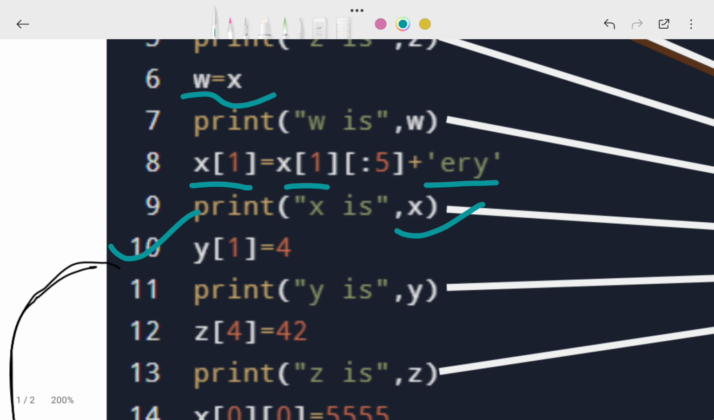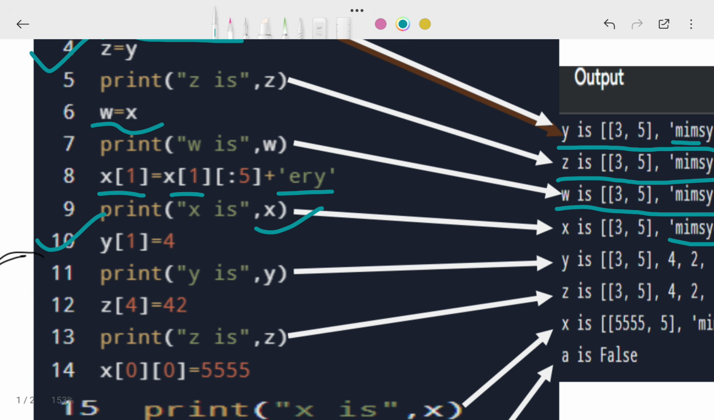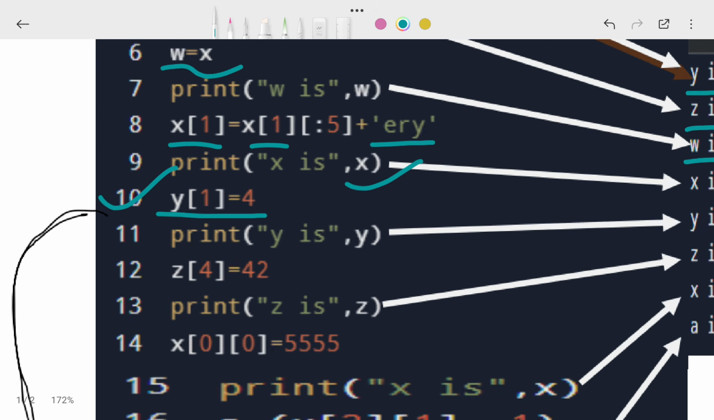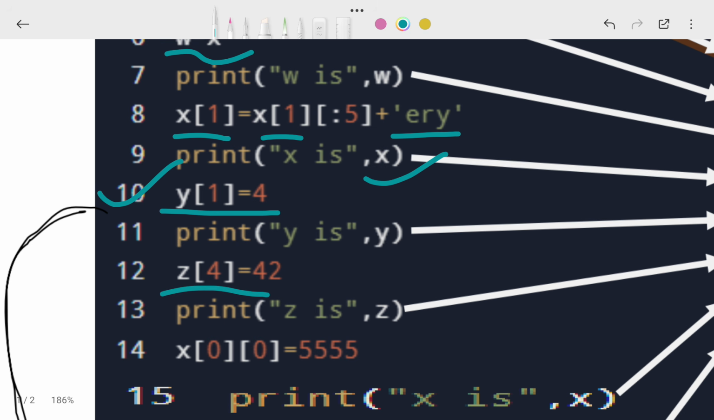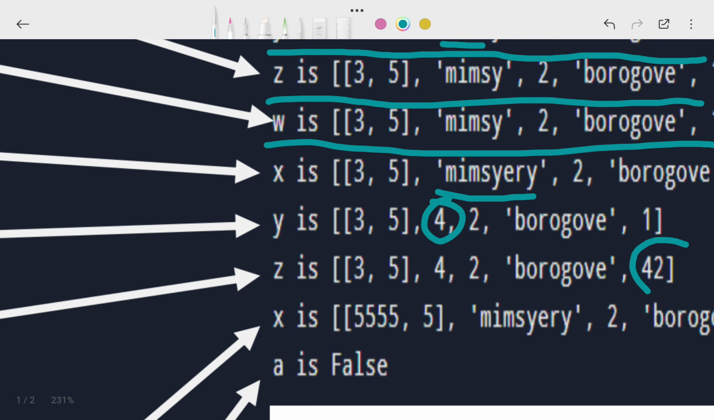After that we are writing y[1] is equal to 4. What is the meaning of this? My y is referencing x. At this place I have to write 4. Now you can see here 4 is here. Okay, now next, z[4] is equal to 42. So z is also referencing x. What is the meaning of this? At index 4 we have to write 42.